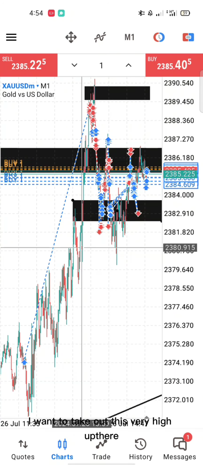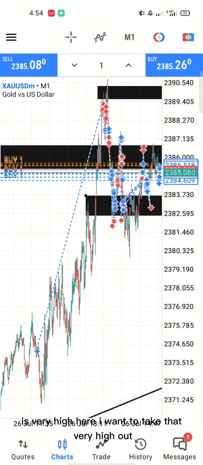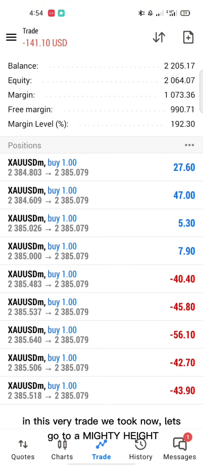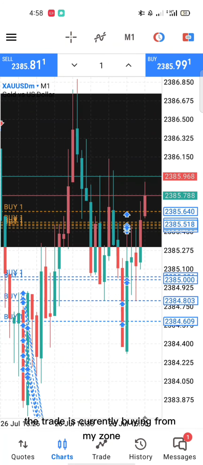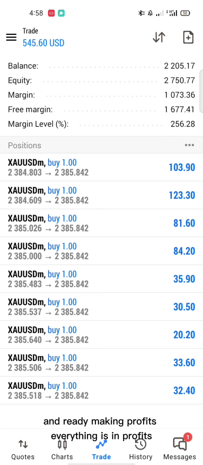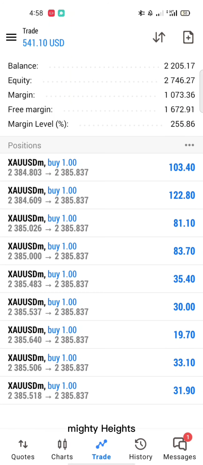I want to take out this very high up there. I want to take that very high out and give me huge profits on this very trade we took. Now let's go to a mighty height. The trade is currently buying from my zone. It's buying from that very point and already making profit. Everything is in profit. Let's hold this trade and see it go to a mighty height.